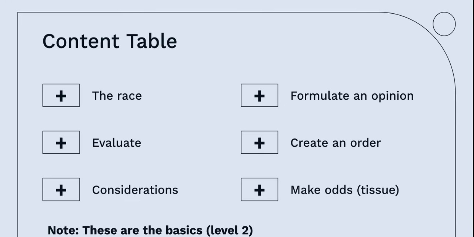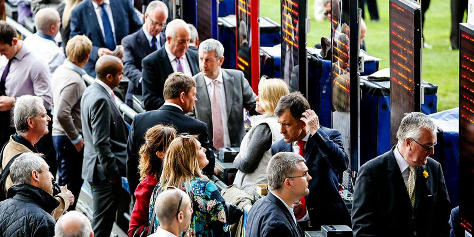So there's your content table. We're going to be talking about the race, how to evaluate it, the considerations that you'll need to take on board, formulating an opinion, create an order, and then make the betting.